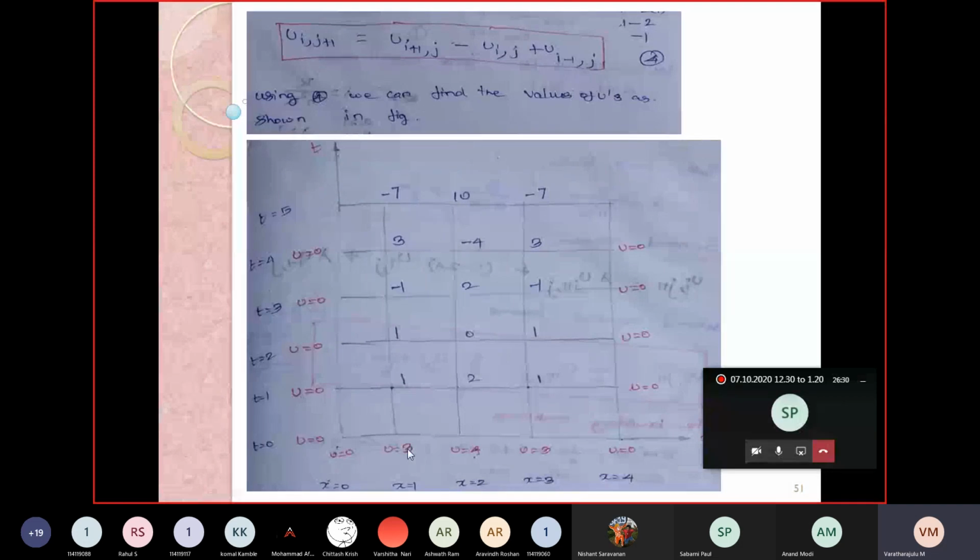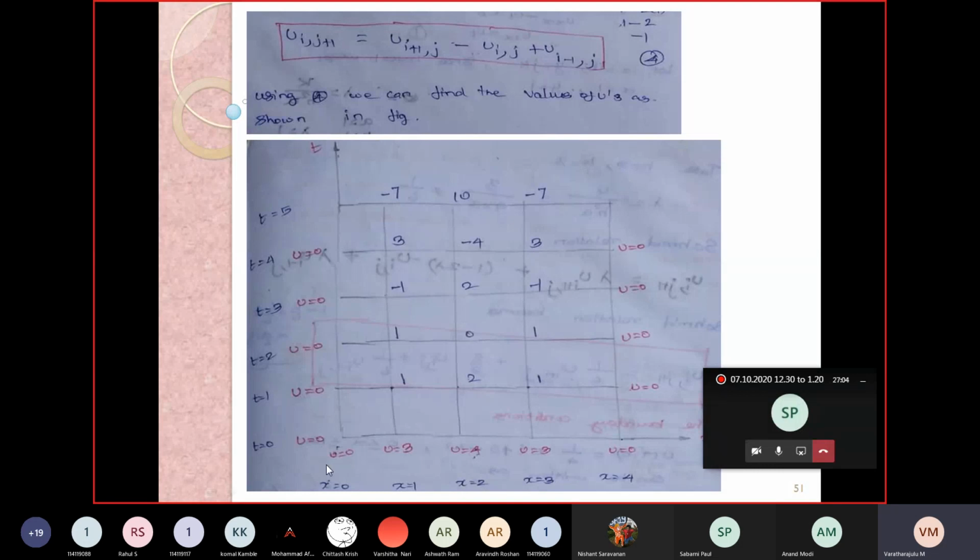When x is equal to 0, u is equal to 0. When x is equal to 1, u is equal to 3. When x is equal to 2, u becomes 4. When x is equal to 3, u becomes 3. This is what we found in the last slide. And on top, we are going to find the rows. Take your calculator. Here t is equal to 0, 1, 2, 3, 4, 5. Till 5, they are requesting us to find the unknown.